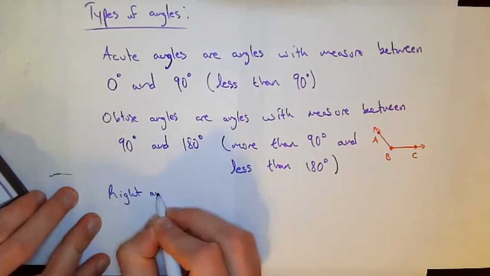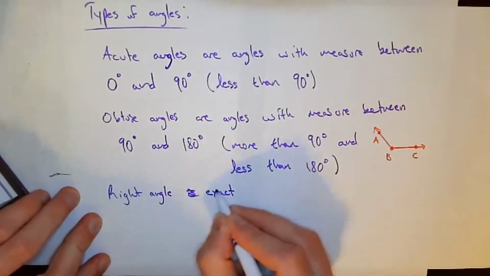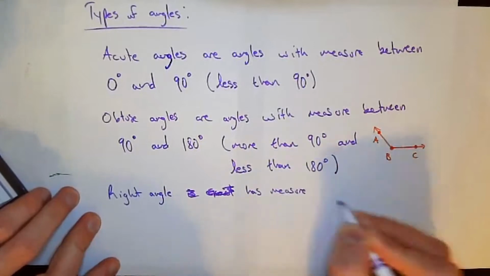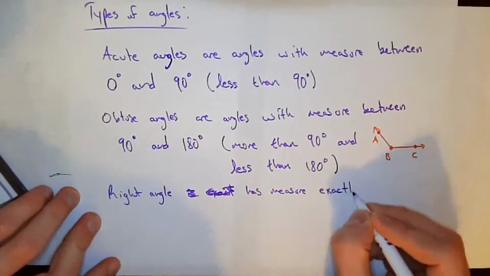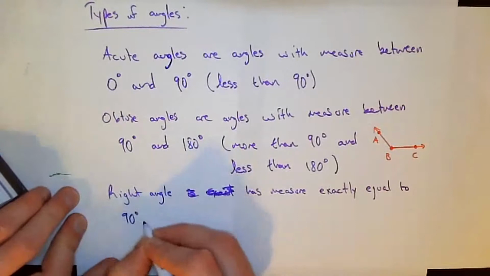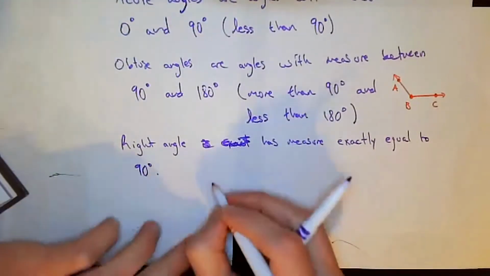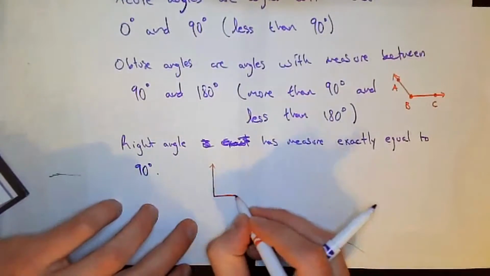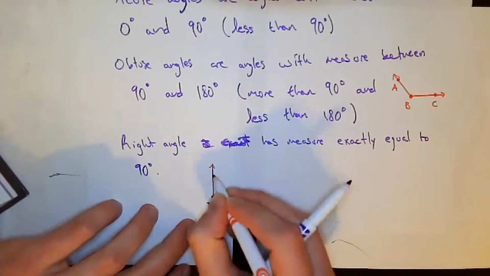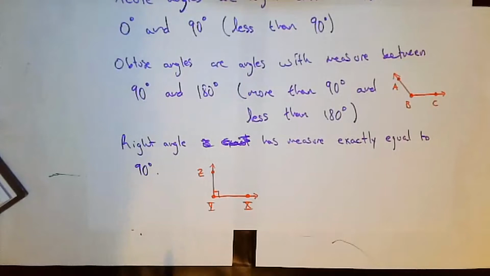A right angle has measure exactly equal to 90 degrees. And we often denote that with a little square in the corner of the angle. So maybe this is some angle XYZ, and we denote it with a little square in the corner to show that's 90 degrees.